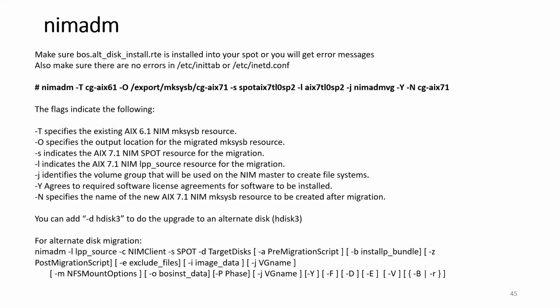So nimadm requires that bos.alt_disk_install.rte is installed into your SPOT. So if you're doing this on the client itself, then you need to put it there. And basically in this example here, I was taking an AIX 6.1 image and I was migrating it to an AIX 7.1 image by pointing it at the SPOT and TL for AIX 7.1. And I was calling the new version CGAIX71. And down here I've got all the flags that tell you what they should be doing. I can also add a -D hdisk3, telling it to not only create that mksysb image, but please write it out to a specific hdisk, which is going to be your alternate disk. So it's actually a very, very powerful command.